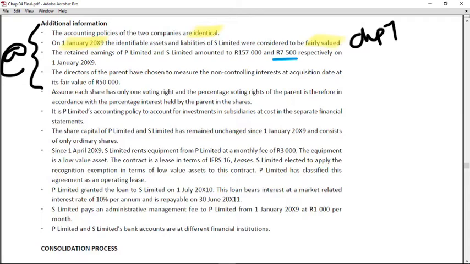Then the measurement of NCI is by the parent. The parent have decided to measure this non-controlling interest of this group at a fair value of 50,000 Rand. Then they just tell you to assume that each share has one voting right. And that's just an indicator that we do have control because we have a 70% interest by the parent.